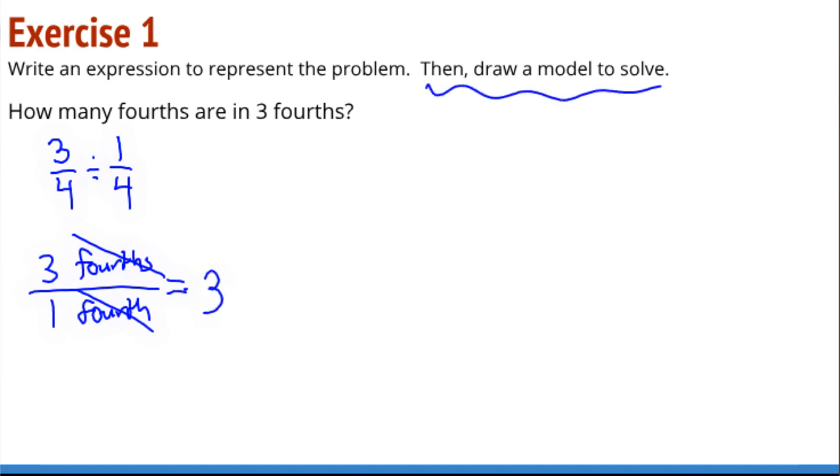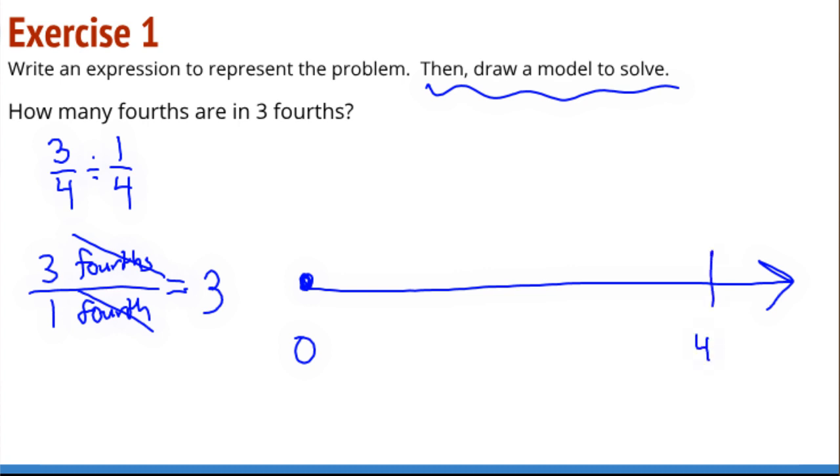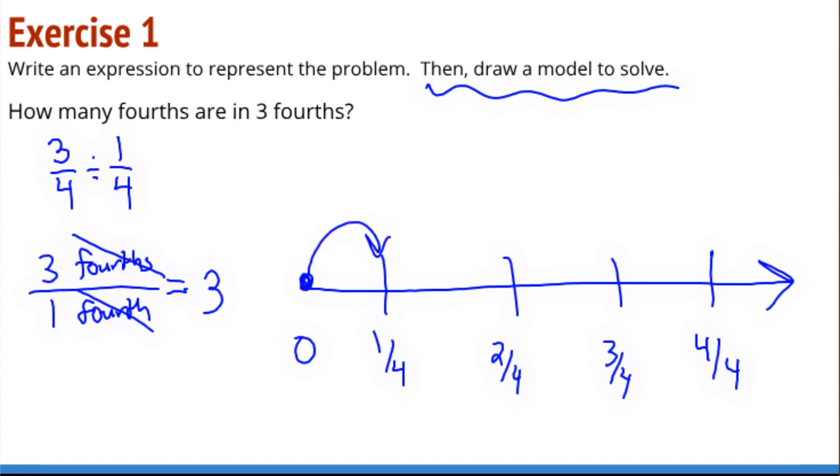But I am supposed to have a model to represent my thinking, and on this one I'm going to go with a number line. So here's my 0, and I've got my 1 here, which I will have be 4/4, and I need to count by fourths. So here's 1/4, here's 2/4, here's 3/4. And I'm trying to answer how many fourths are there. Well, there's 1, 2, 3.